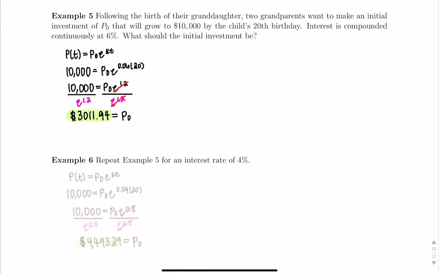We're going to repeat the exact same thing, but with an interest rate of 4%. So it's going to be very, very similar. P of t equals P naught e to the kt. We still want it to grow to $10,000. I'm looking for that initial, but now I have an interest rate of 0.04 instead of 0.06 times 20. Well, that's just 10,000 equals P naught e to the 0.8. And then we're going to divide both sides by e to the 0.8.